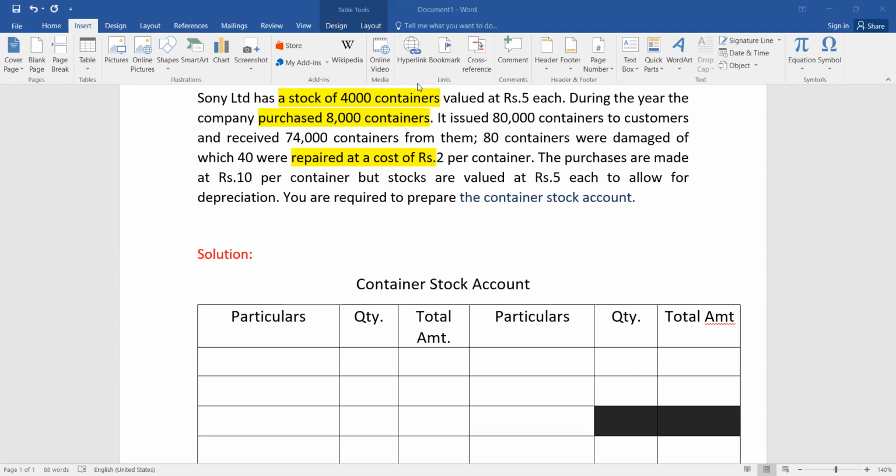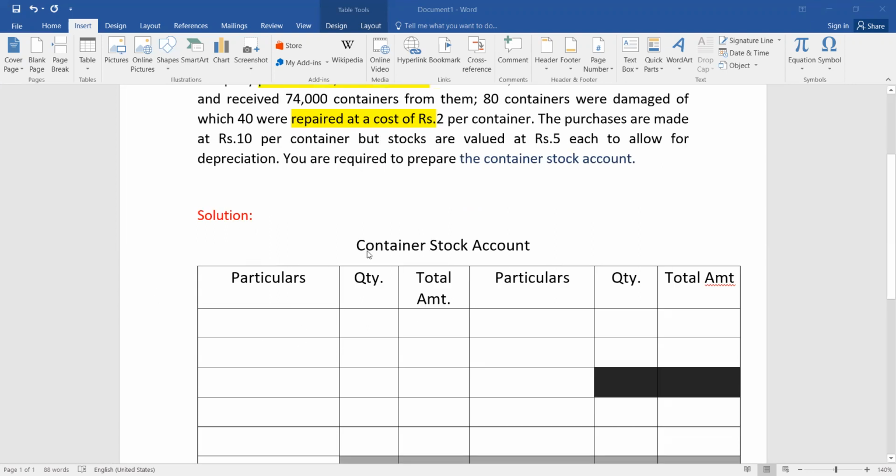Sony Limited has a stock of 4,000 containers valued at rupees 5 each. During the year, the company purchased 8,000 containers. It issued 80,000 containers to customers and received 74,000 containers from them. 80 containers were damaged, of which 40 were repaired at a cost of rupees 2 per container. The purchases are made at rupees 10 per container, but stocks are valued at rupees 5 each to allow for depreciation. You are required to prepare the container stock account.